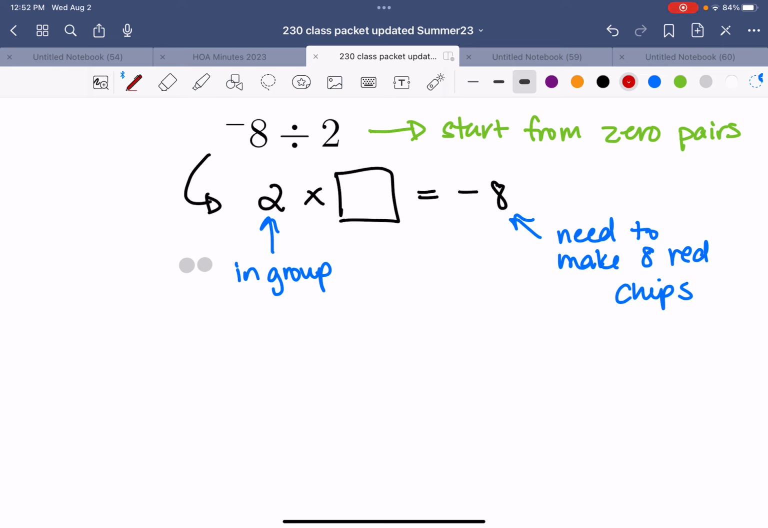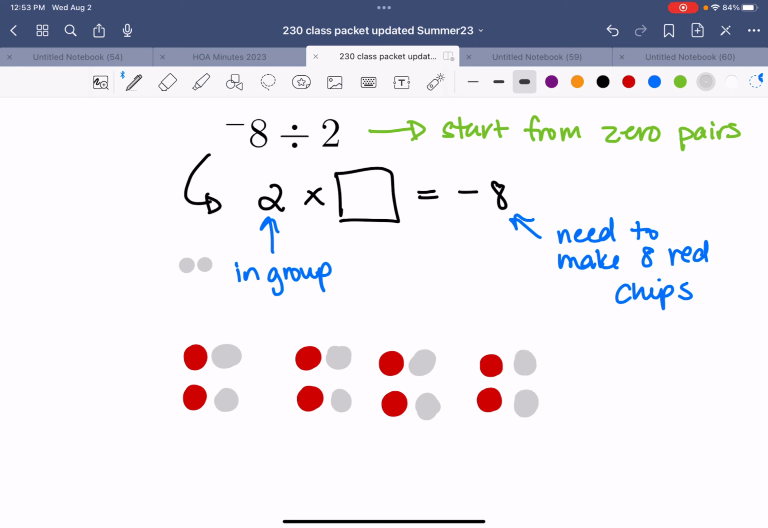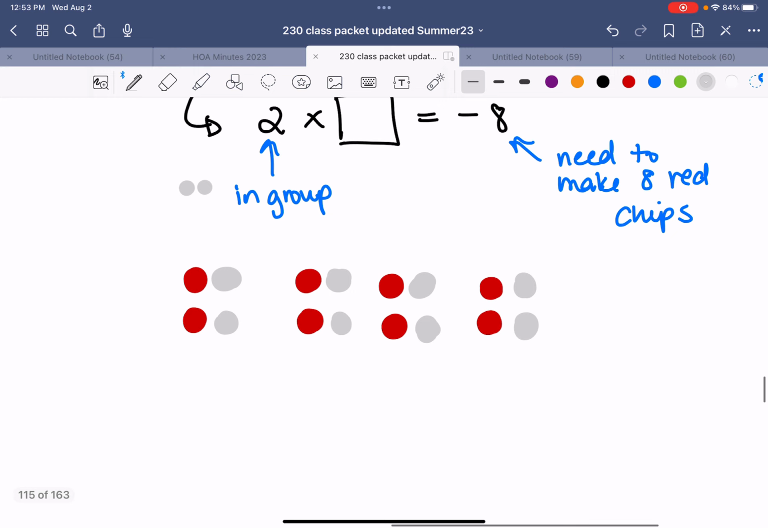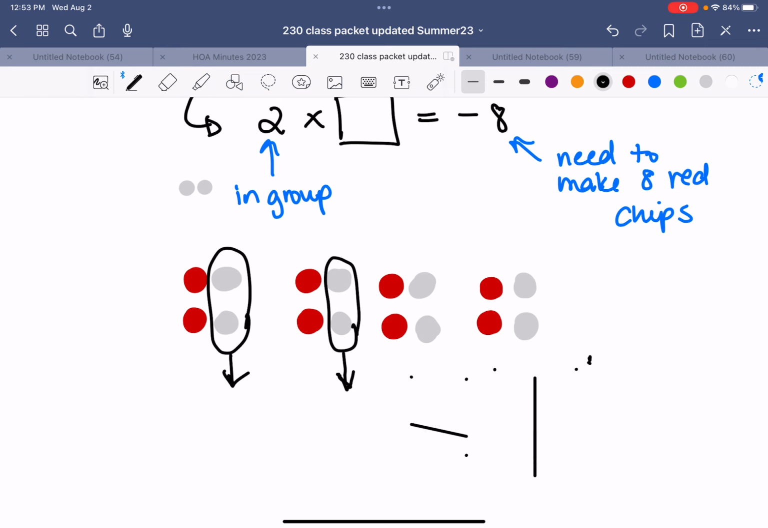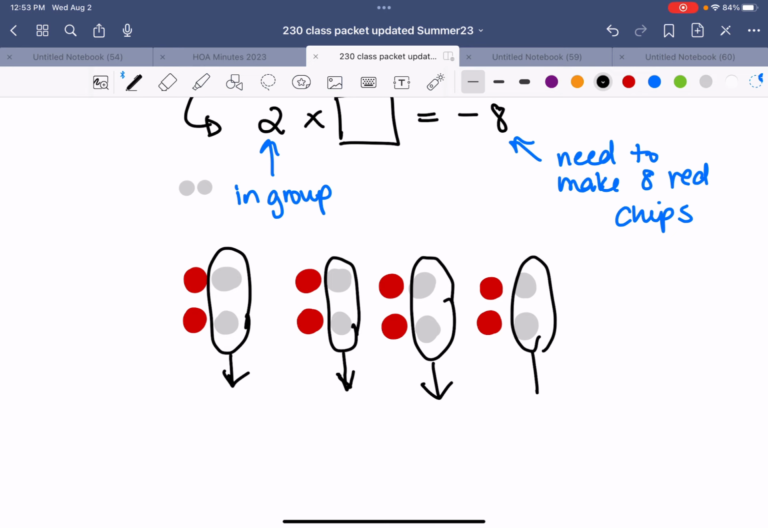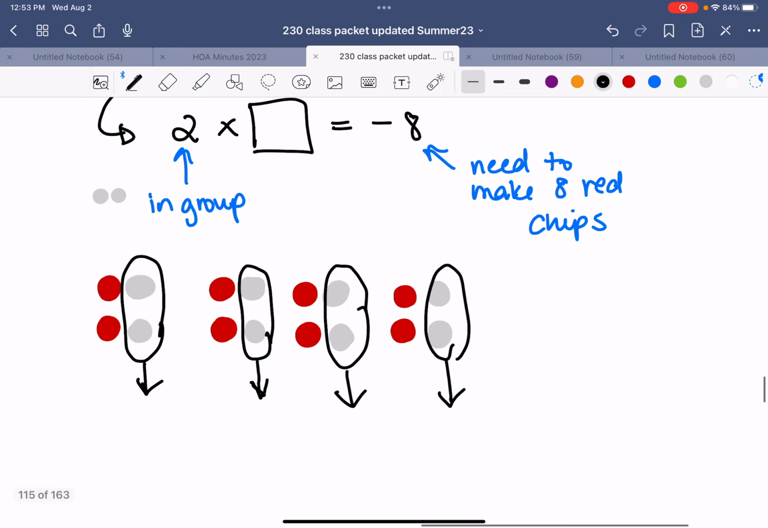All right, so we're going to start with our 8 0 pairs again. So 1, 2, 3, 4, 5, 6, 7, 8. And again, I'm organizing them into little groups of 2 because 2 is what's in my group. So I'm just trying to think ahead there a little bit. Okay. And now whatever you circle has to be what's in your group. So I have to circle groups of 2 white chips and I'm going to take them away until I have 8 red chips left. So here's a group of 2 white, take them away. Here's a group of 2 white, take them away. And take these 2 and take them away. Take these 2 and take them away. And when I've done that, I'm left with the 8 red chips that I want, okay?